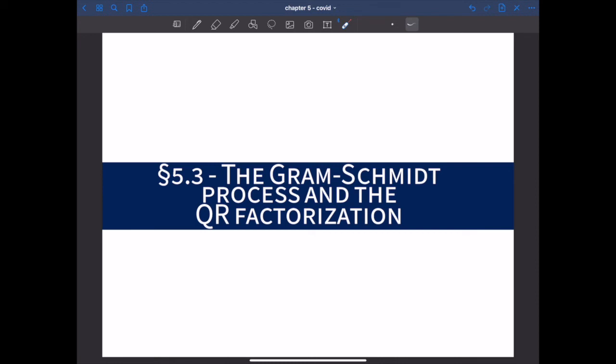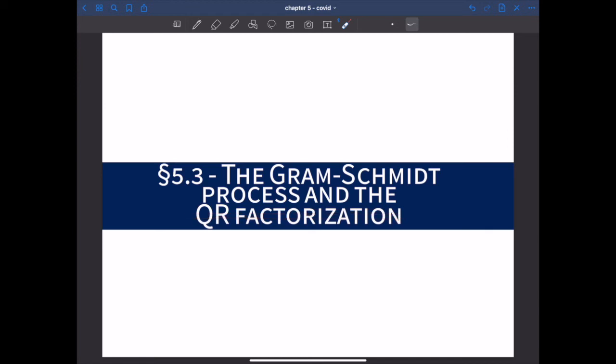Because we lost a class due to the coronavirus class cancellation, we are not going to be able to talk about QR factorizations, but we will still talk about the Gram-Schmidt process. And this is an important thing for the singular value decomposition, which is coming up. So it will be important that we talk about this.